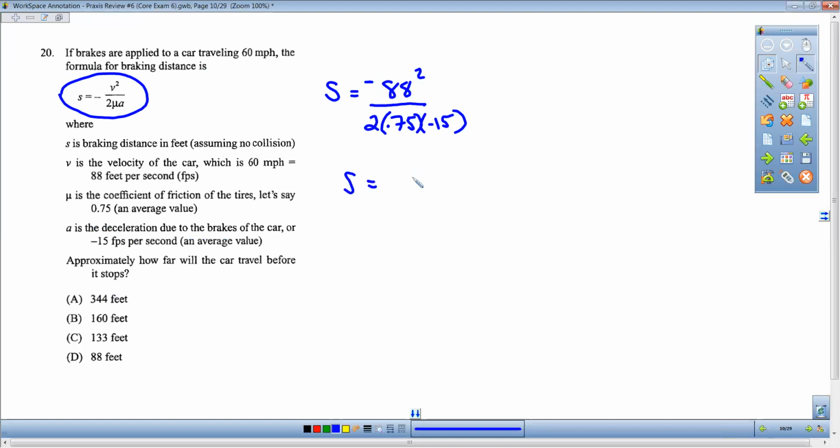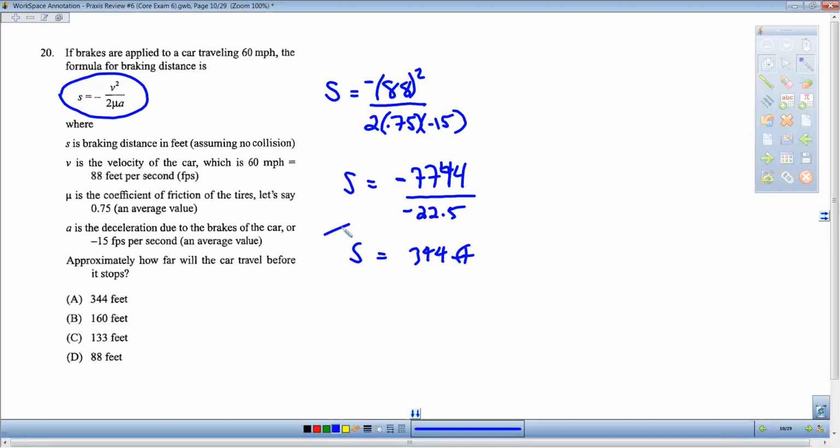So when you square 88, you're going to get a negative 7,744. And then in the denominator, you're going to get negative 22.5. And so when you divide that, you're going to get 344 feet. So A is your answer.